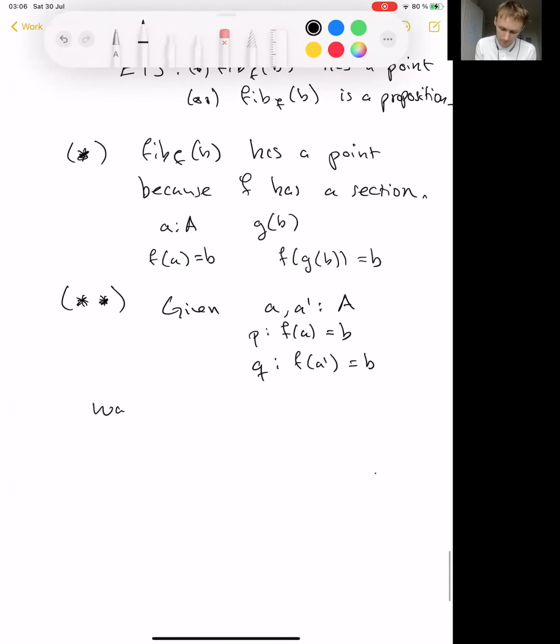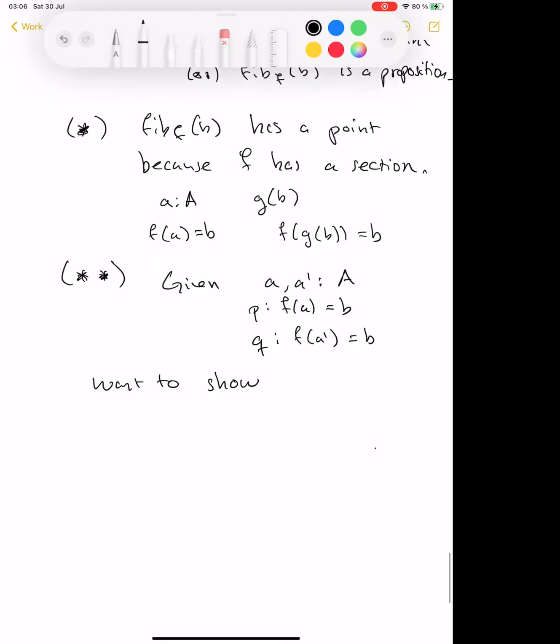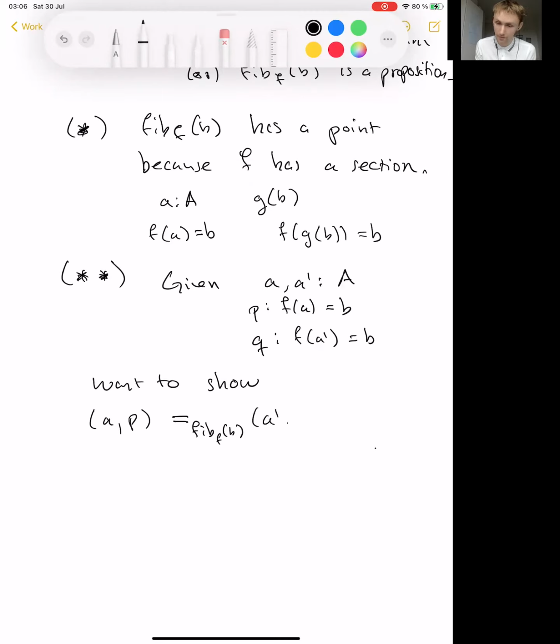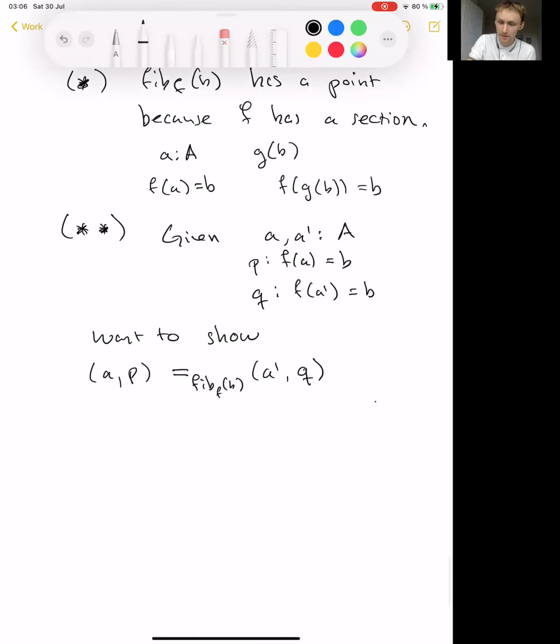And we want to show that the pair A and P is equal in the fiber of f over B to A prime and Q. If we can show this, then it's a proposition. I just wanted to spell out the contents a bit more.